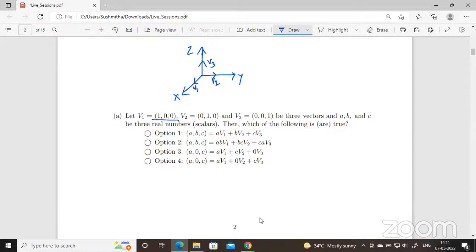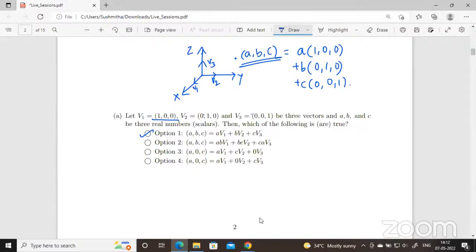Correct. First one is correct. If you have any point in R3, you just express it in terms of the 3 basic vectors that we have: a times (1, 0, 0) plus b times (0, 1, 0) plus c times (0, 0, 1). That's because when you do all these scalar multiplications and then the vector addition, you end up with this vector. What about option 2?